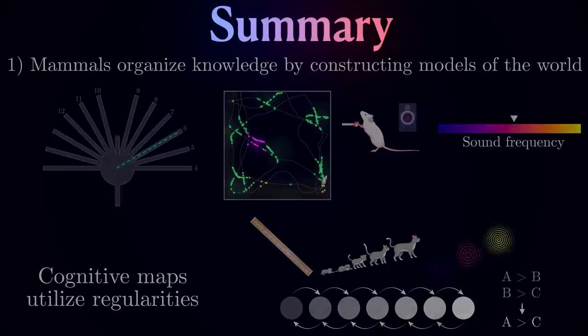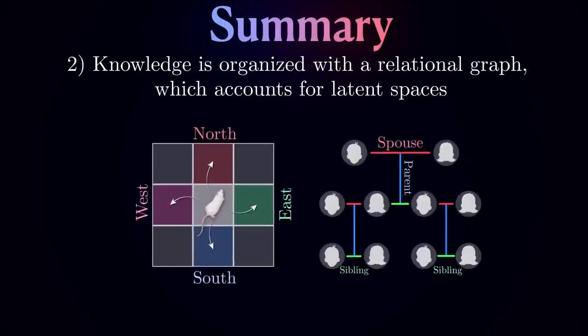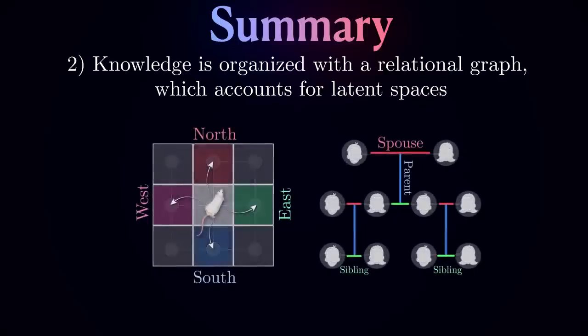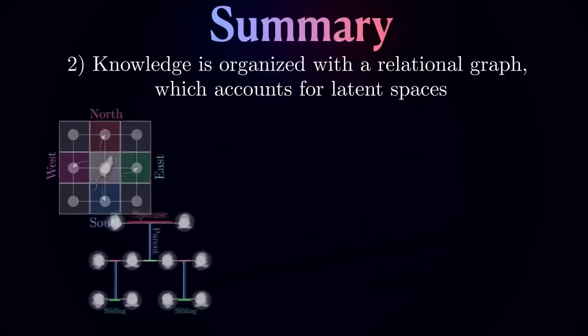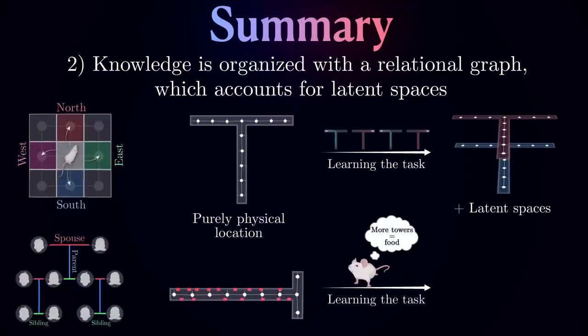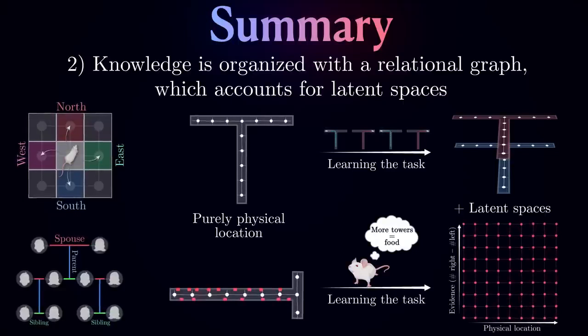We also talked about how such structural backbones can be viewed as organizing knowledge as a relational graph, which needs to take into account latent spaces that are not directly observable, but rather need to be inferred from sequences of sensory observations. Incorporation of latent spaces allows the hippocampus to keep track of abstract variables, such as the amount of sensory evidence in the tower accumulation task, and the position in the space of left versus right trials in the alternation task.